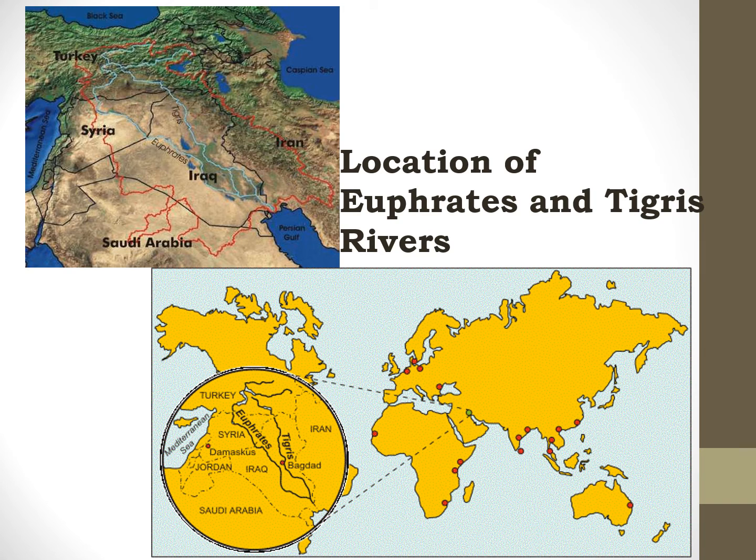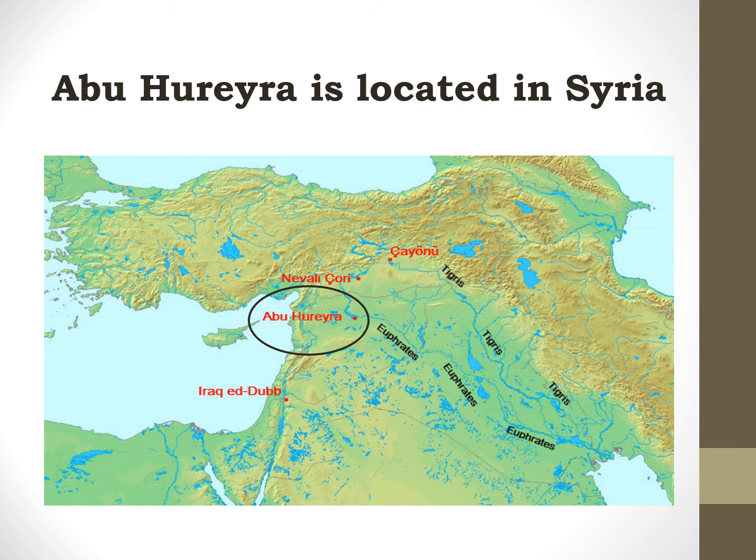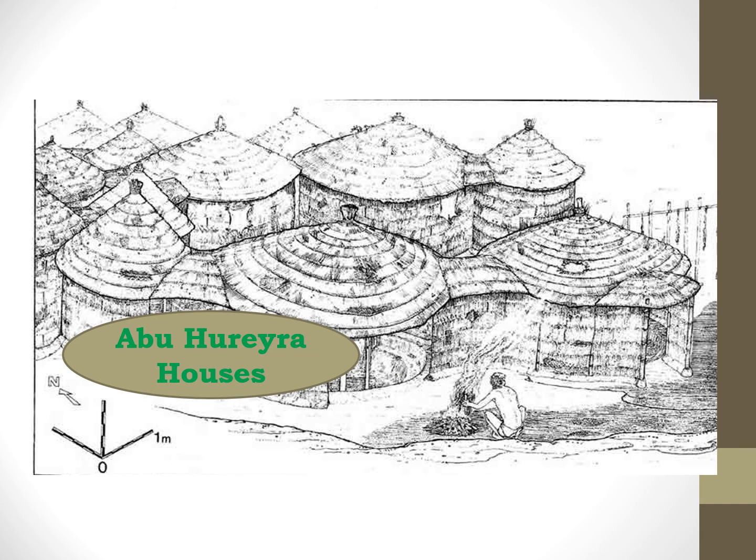This is the location of the Euphrates and Tigris rivers. The Euphrates River is located now in Iraq, while Abu Hureyra is located in Syria. This picture shows how the houses were in Abu Hureyra.